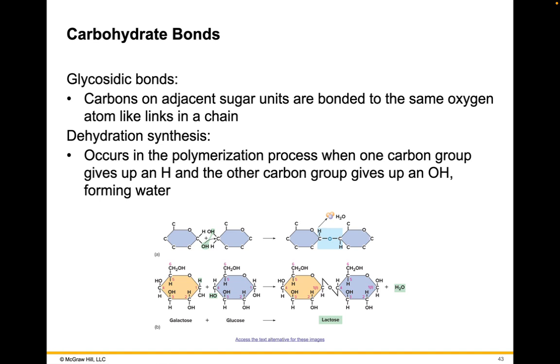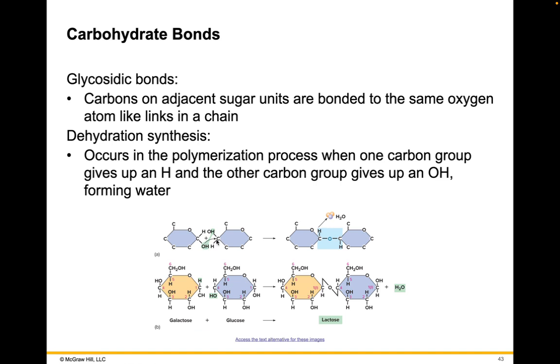So what holds these monosaccharides together is called a glycosidic bond, glyc also meaning sugar. So glycosidic bonds, your book defines it as carbons on adjacent sugars that are bonded to the same oxygen atom like links in a chain. And so you're seeing these two carbons coming together to form a glycosidic bond, this bond holding these two sugars together.